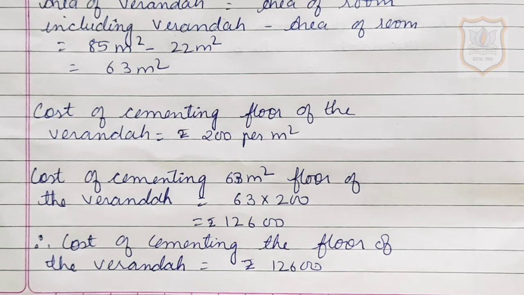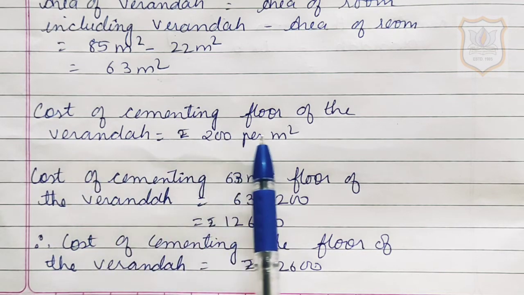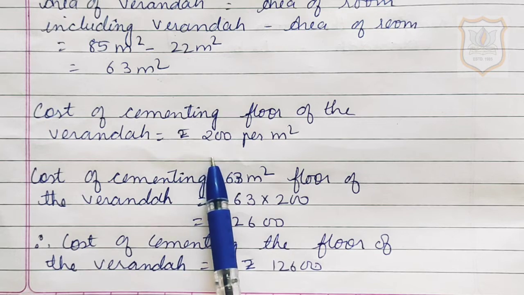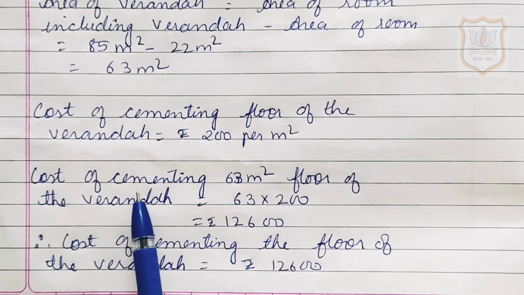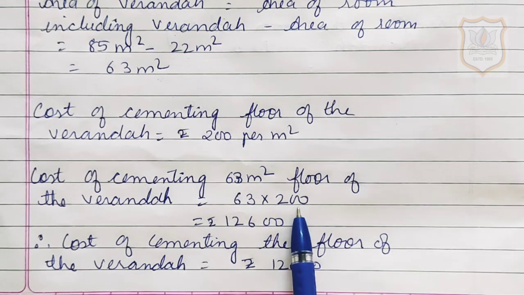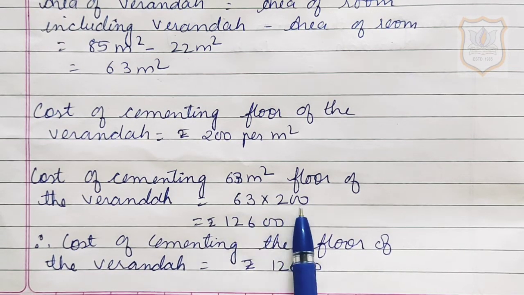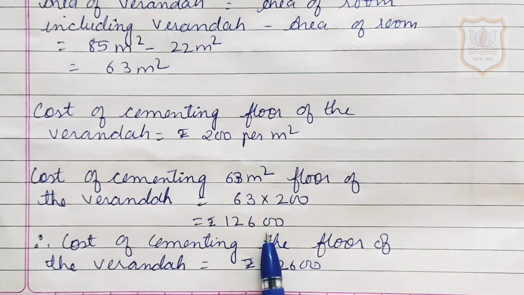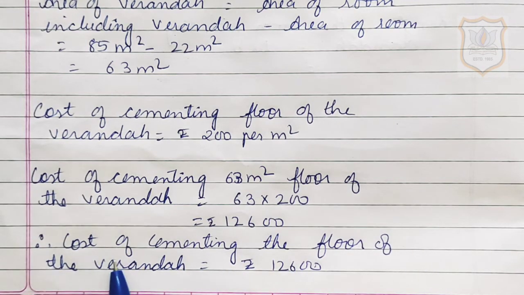Now next students, in the second point we have to find out the cost of cementing the floor of the veranda at the rate of rupees 200 per meter square. So here first we will write cost of cementing the floor of the veranda is equal to rupees 200 per meter square, and cost of cementing 63 meter square veranda will be 63 multiplied by 200. By multiplying 63 with 200 we will get 12,600 rupees. Therefore the cost of cementing the floor of the veranda is rupees 12,600.